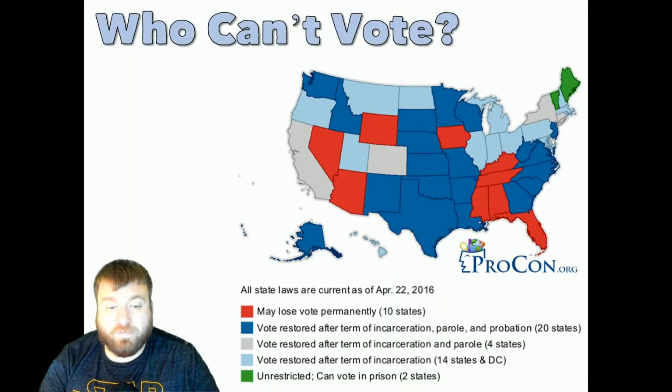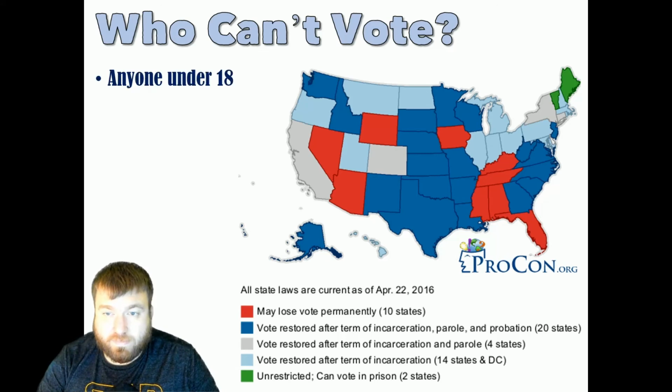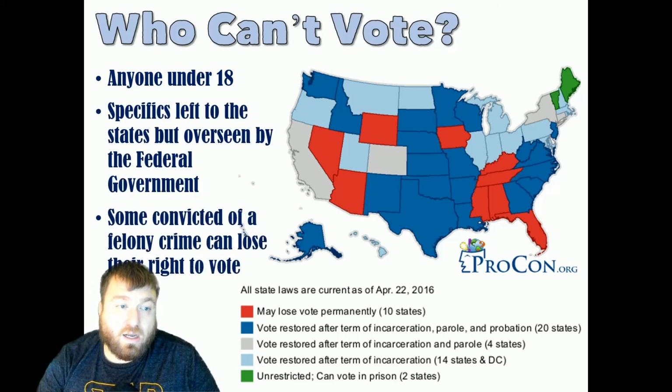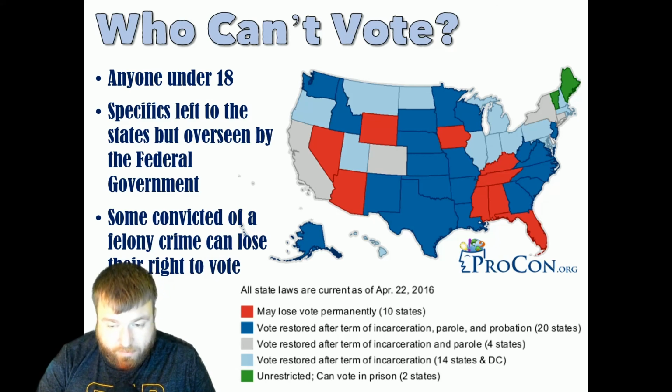Now, who can't vote? If you look at this map, there are different rules. Anyone under 18. If you're under 18, you can't vote. Sorry. Specifics are left to the states but are overseen by the federal government. And some people convicted of a felony crime can lose their right to vote. Now, there are people that have started to contest that last rule in the modern day. There hasn't really been a change currently. If you have committed a felony crime, you can't vote, but that may change in the coming years.